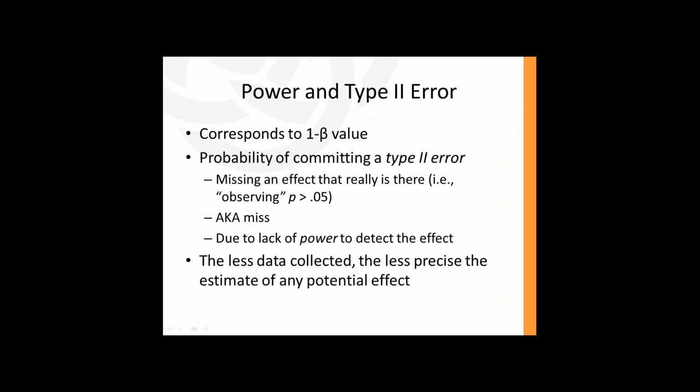And the bottom line is that the less data you collected, the less precise the estimate of your statistical analysis, which then means that you might actually get p-values greater than 0.05, when in reality that effect could be real. If you had just collected more data, that estimate of the effect would be more precise, and you would actually reach significance and have that coveted p-value.